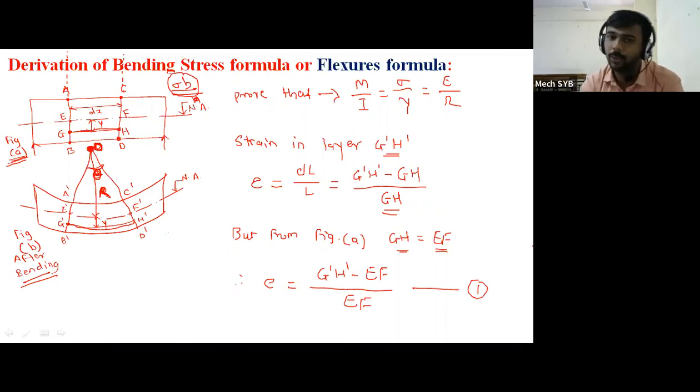What have we done? We have calculated the strain in the layer GH by using the formula change in length upon original length. We put the formula G dash H dash minus GH divided by original length GH. But that GH term we have replaced by EF, because from figure A your GH distance is equal to your EF distance, and the formula is written in the form of G dash H dash minus EF divided by EF. Okay, so now we have to calculate the length of the arcs.